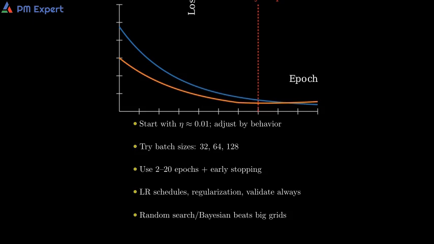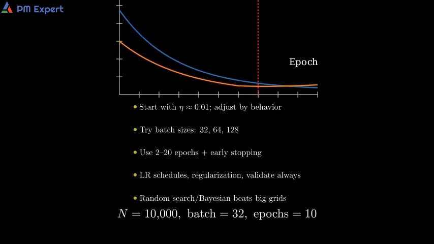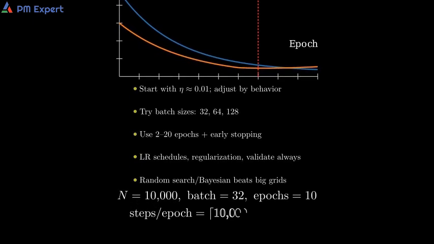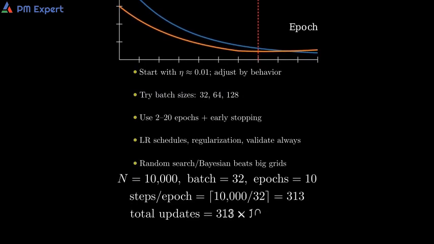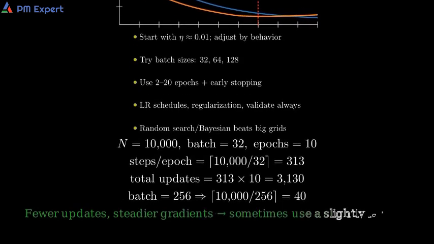Let's tie it together with a quick calculation. Suppose dataset size is 10,000, batch size is 32, and epochs equals 10. Steps per epoch is 313. Total updates is 3,130. If we increase batch size to 256, then steps per epoch drop to about 40, so updates per epoch are fewer, but each step uses more data. You may need to increase the learning rate a little to keep progress steady.